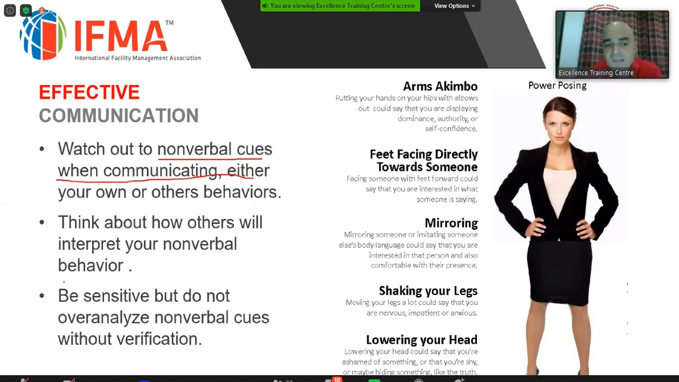You have to be sensitive and observing them, but you should not overanalyze nonverbal cues without verification. So even the most famous books on body language tell you don't take things out of context. As I said, for example, if someone is having their hands locked like this, they're trying to be defensive, but it can also be because they are cold. So you have to look into the context. Let's say the AC is very cold and they are sitting in this position because of that.